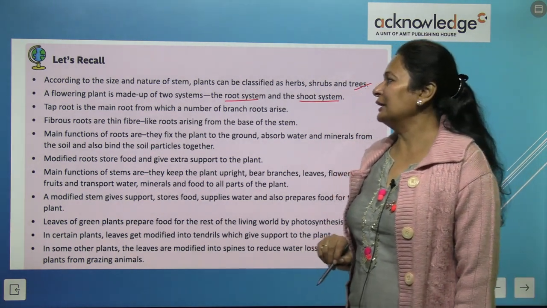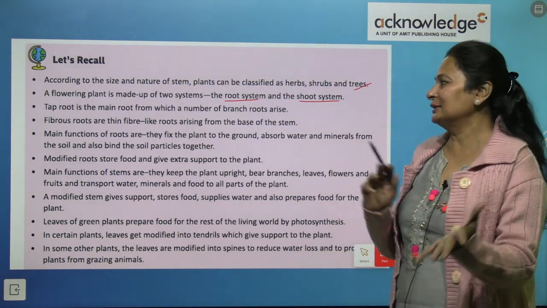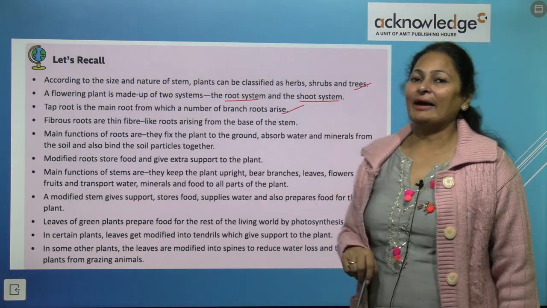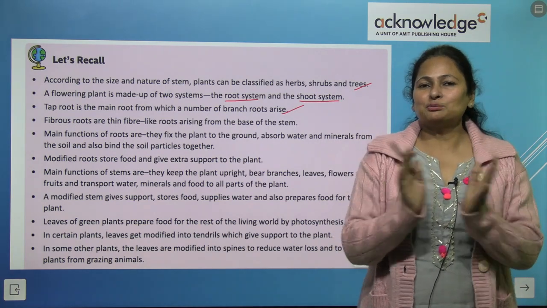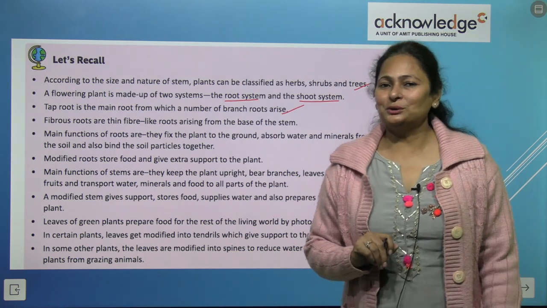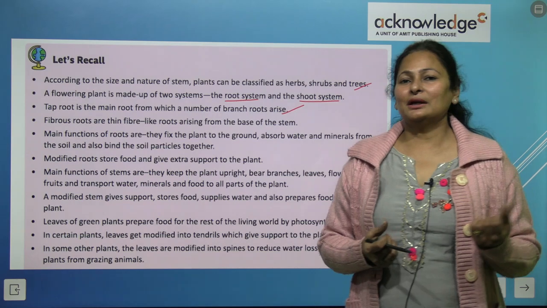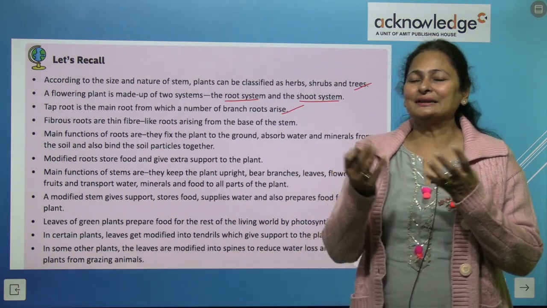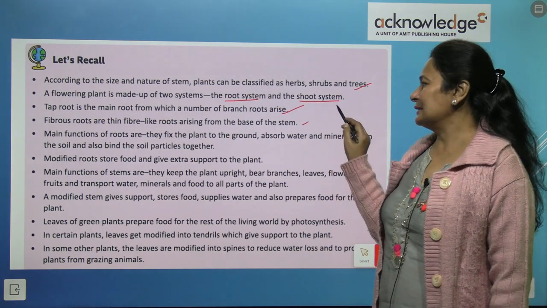The tap root is the main root from which a number of branches arises, and this root is called the main root, and some small branches arises from this main root. So this is called the tap root system. Fibrous root system, there is no main root. It is thread-like structure that grows in the cluster.